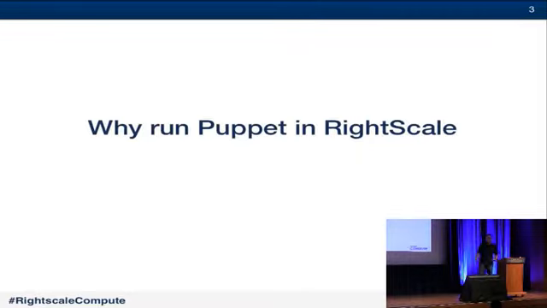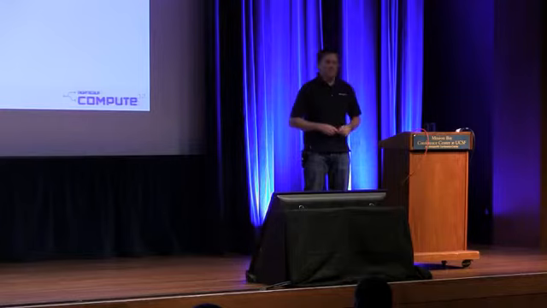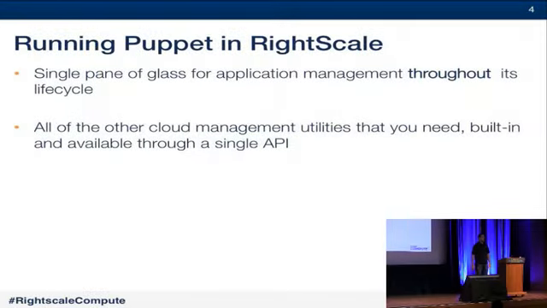So Puppet is a configuration management system like Chef, helps you configure your instances, configure your cloud nodes. A lot of people then, when they have Puppet or Chef, say, well, what do I need RightScale for? What does RightScale provide on top of that functionality? And really it boils down to two major things that RightScale provides on top of Puppet. One is that we provide a single pane of glass to manage your cloud application throughout its lifecycle.